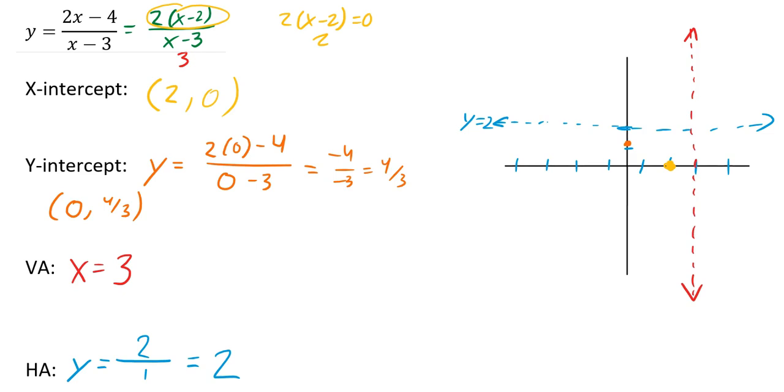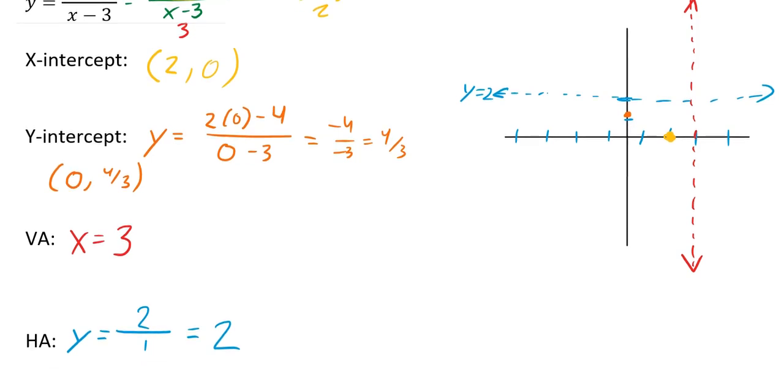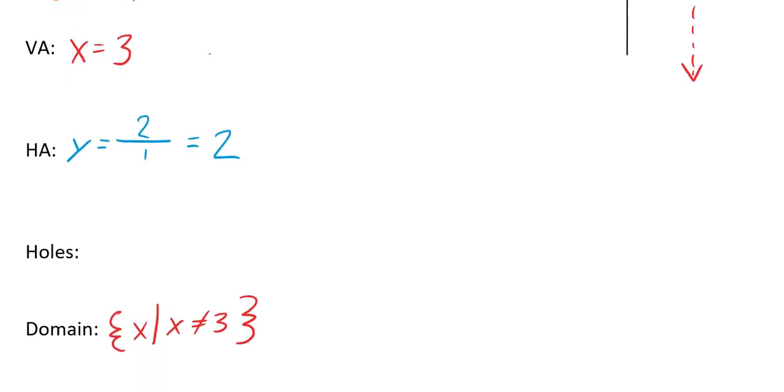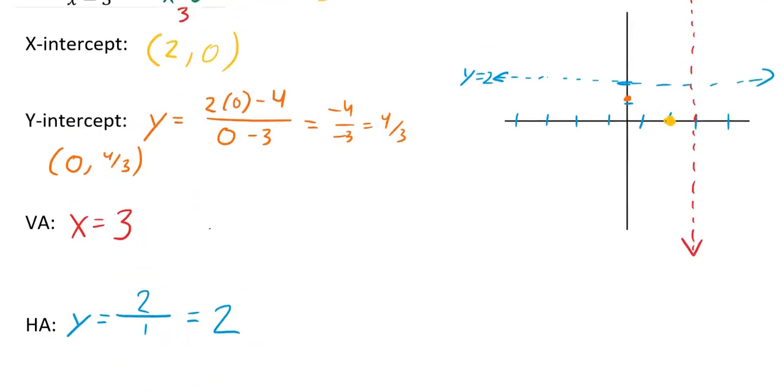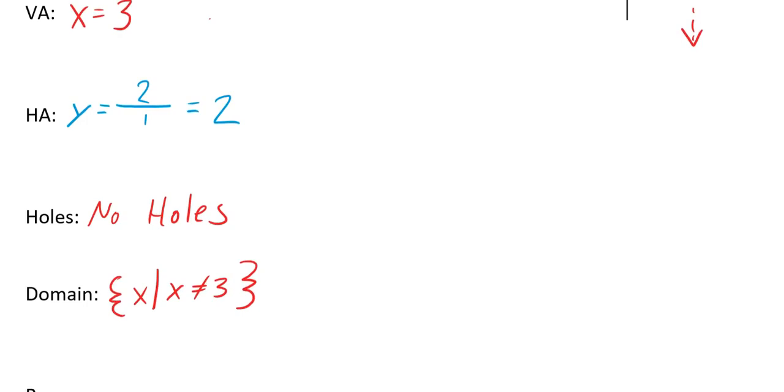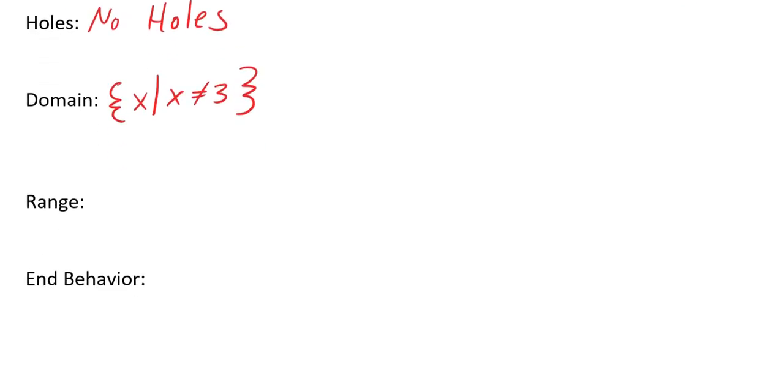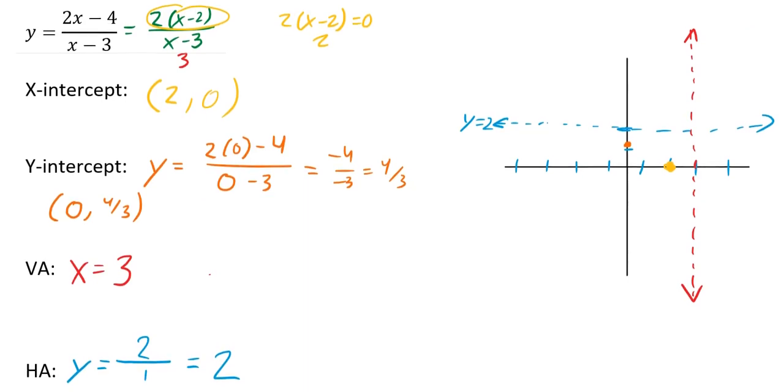So just to be clear, 3 was an excluded value before canceling, and 3 was an excluded value after canceling. That makes 3 a vertical asymptote. The things that were excluded values before canceling, but are no longer after canceling, those are holes. Here, nothing canceled, so there were no excluded values that got eliminated. So in this case, there are going to be no holes. So we have an x-intercept, y-intercept, vertical asymptote, horizontal asymptote, holes, and domain. Range and behavior I'll do in a second. I'm ready to start sketching a graph.